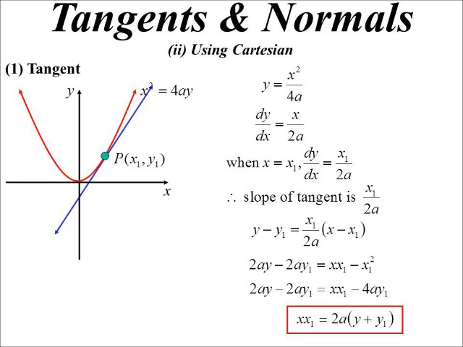Now have a look at the right hand side. Now I don't have 4ay. What I've got is 2a(y plus y1). But again, if that 1 wasn't there, I'd have 2a(y plus y), which is 2y, 4ay. So the actual equation of the tangent mimics the parabola itself. So that's why I've written it in that format. Okay. Well, what about the normal?